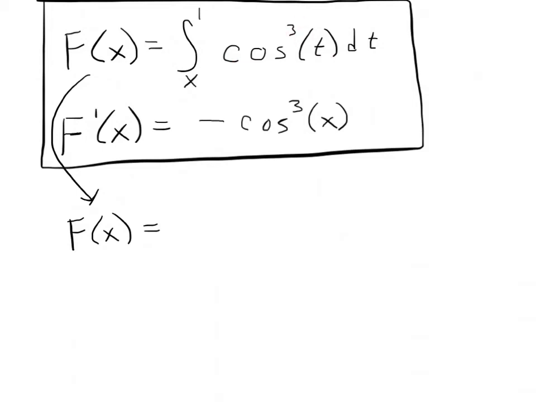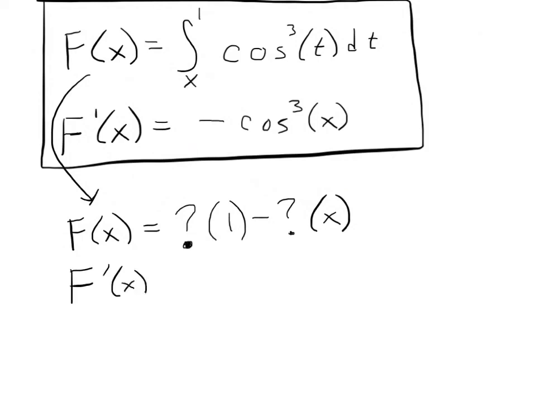So just like I did before, I'm going to say, look, I'm sure this thing has an antiderivative. I just don't know what it is. I'm going to call it question mark. So evaluating this is going to be question mark of 1 minus question mark of x. Note that here the 1 came first because it was on top. The x came second because it was on the bottom. Now that I've done that, can we go back and say what f prime of x is?